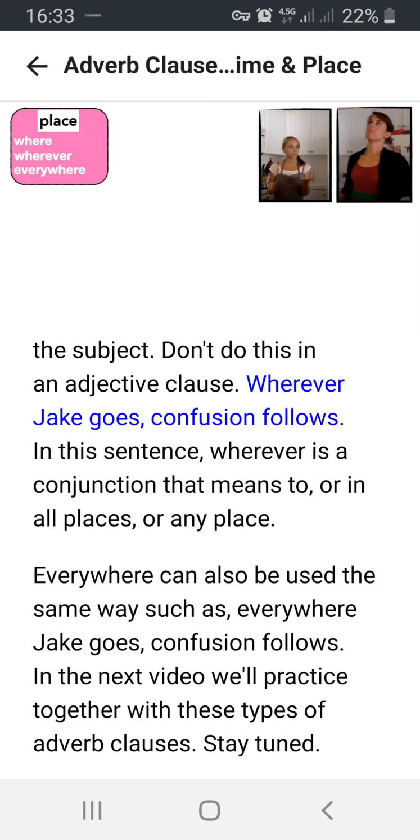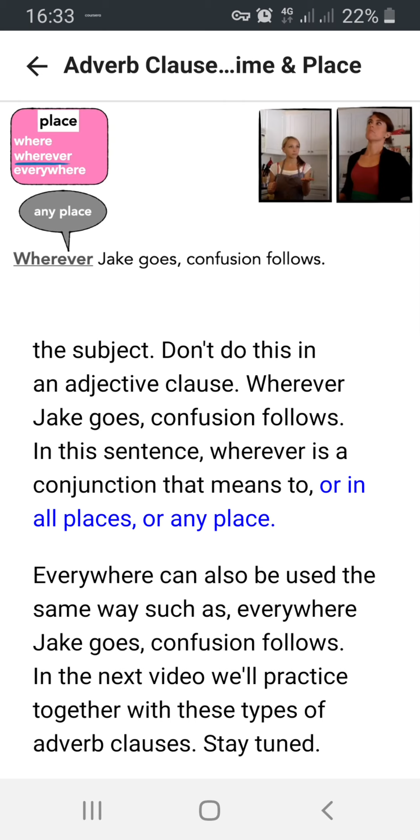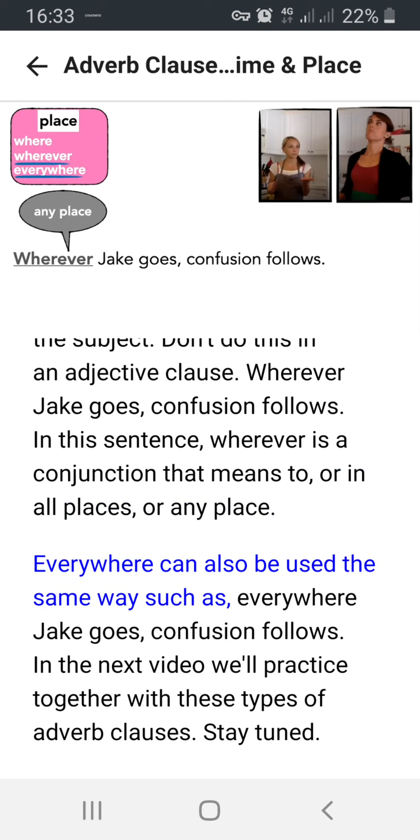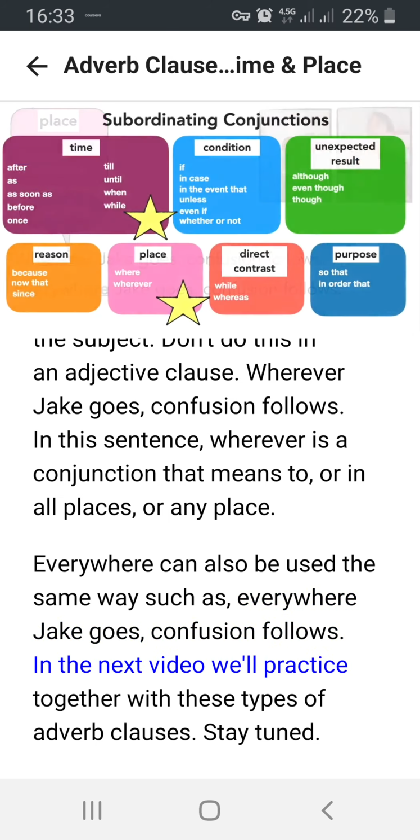Wherever Jake goes, confusion follows. In this sentence, wherever is a conjunction that means to or in all places or any place. Everywhere can also be used the same way, such as everywhere Jake goes, confusion follows. In the next video, we'll practice together with these types of adverb clauses, so stay tuned.